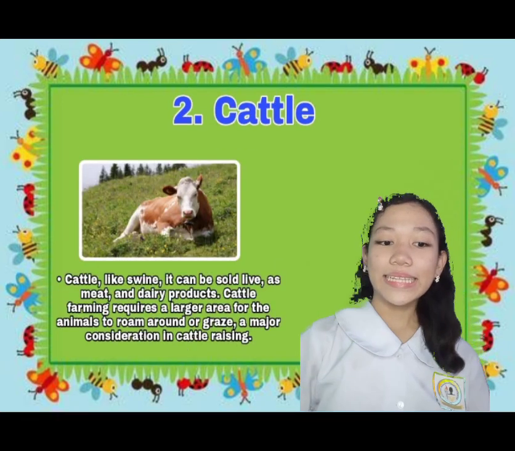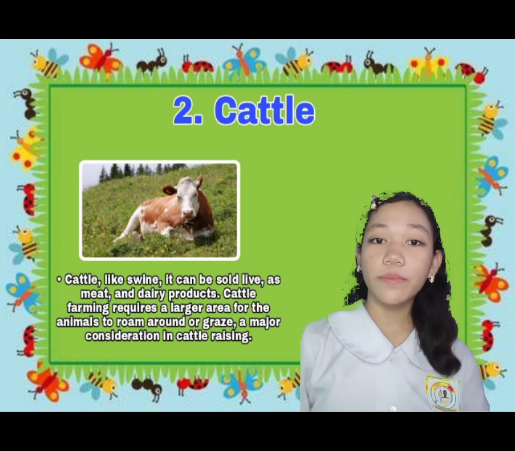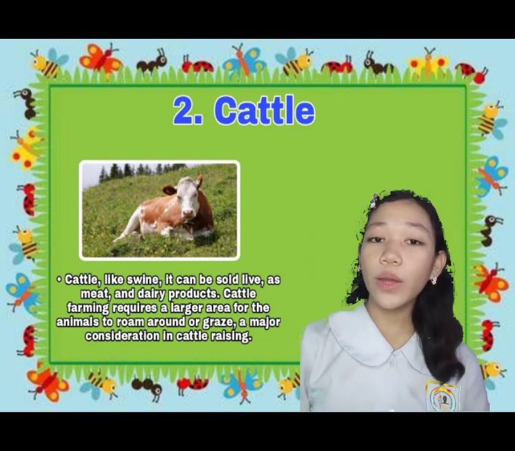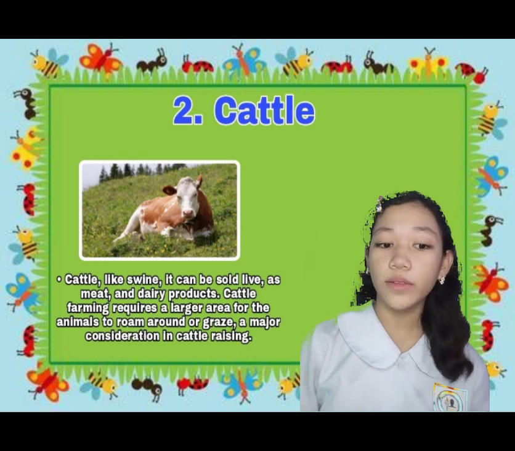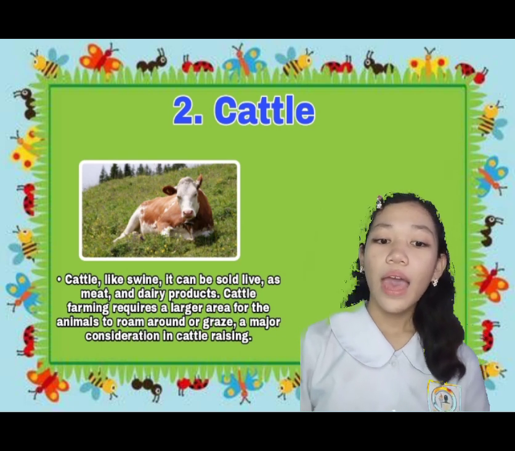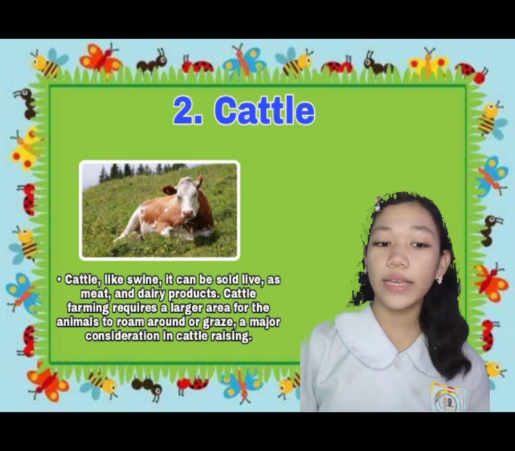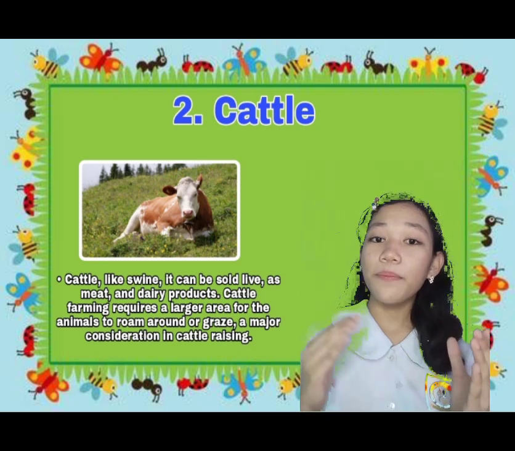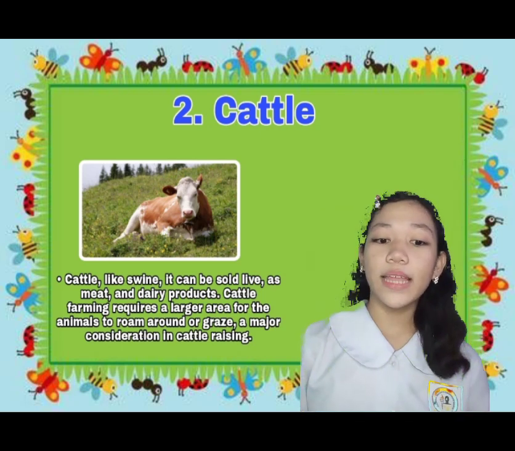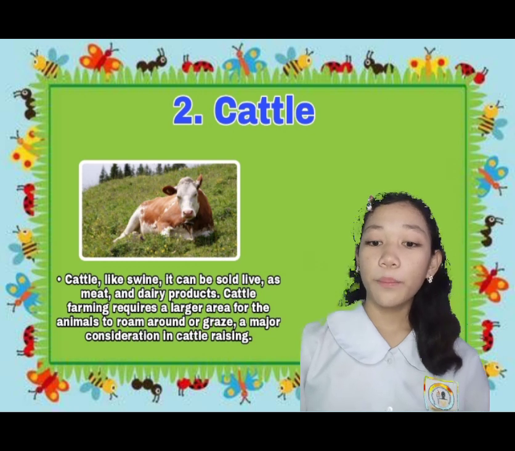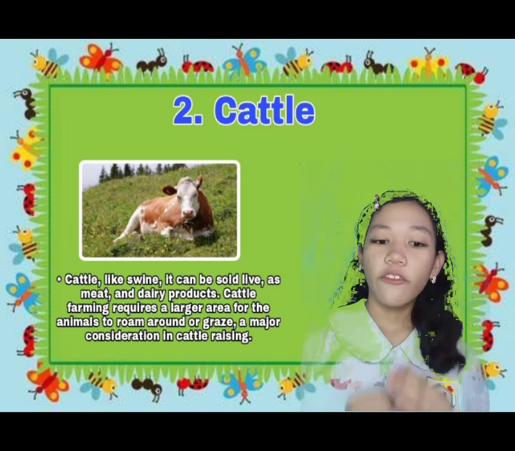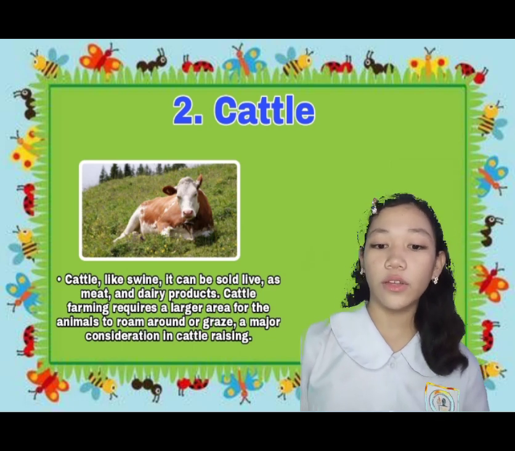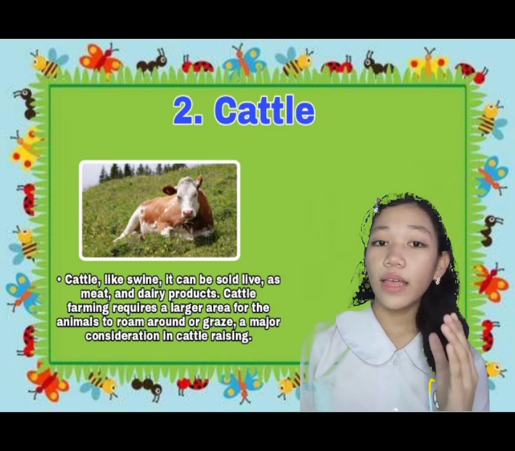Number 2, cattle. Like swine, it can be sold live, as meat, and as dairy products. Cattle farming requires a larger area for the animals to roam around or graze. Major breeds considered in cattle raising are Ongole, Nellore, Santa Gertrudis, and Bali or Banteng. Breeds that are best for dairy products are Brown Swiss and Holstein Friesian. There are also breeds that are best for both meat and milk production, such as Sahiwal and Tharparkar.